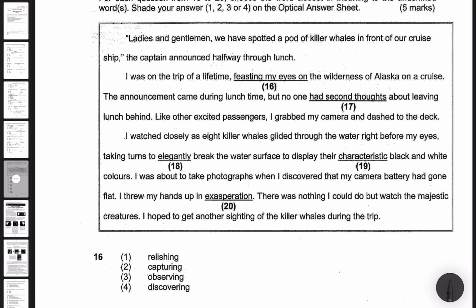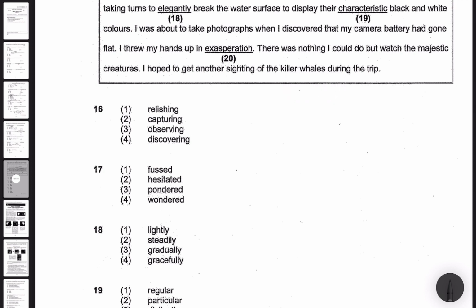Question 16 to 20. I was on a trip of a lifetime, feasting my eyes on the wilderness of Alaska. So feasting my eyes basically means what? To enjoy. Okay, so which word here best resembles enjoy, right? Honestly, using the process of elimination, it can't be 2, 3, 4. Simple. What is relishing? It means to greatly enjoy. Okay, so the answer here is 1.